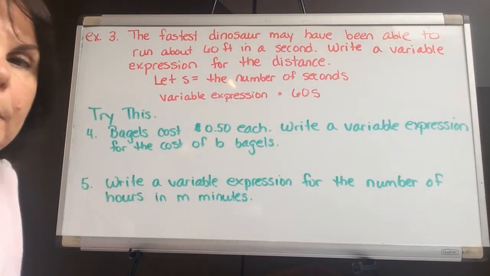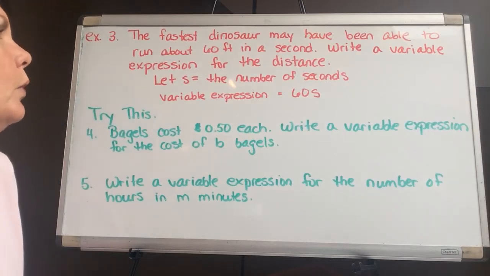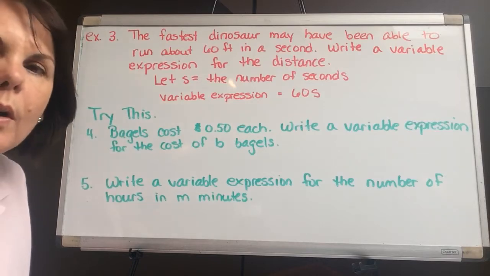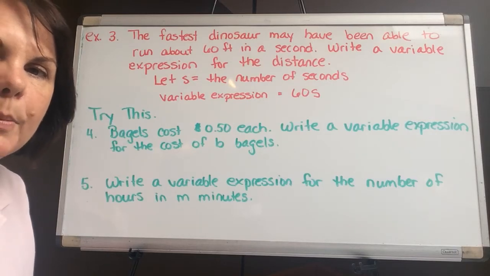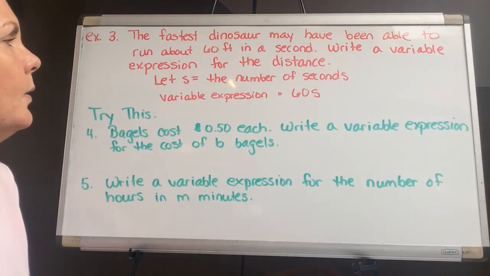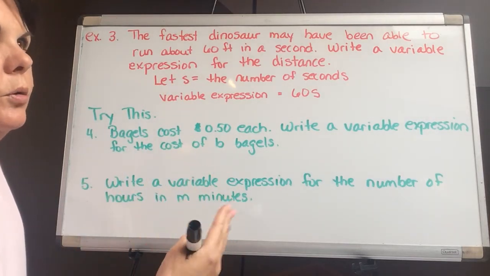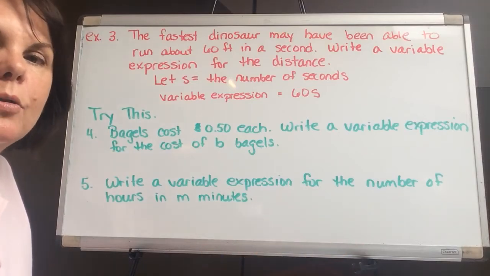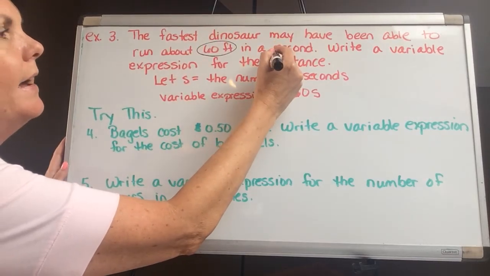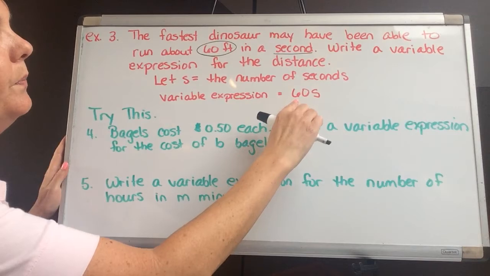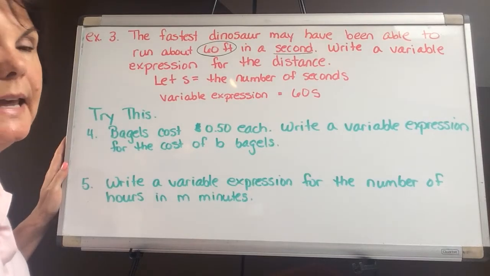Let's take a look at this example. The fastest dinosaur may have been able to run about 60 feet in a second. Write a variable expression for that distance. Okay, variable expression. Numbers, variables, and operations. All right, so if I think about this and let S represent the number of seconds, 1, 2, 10, 100, whatever it's going to stand for, well, it can run 60 feet for every second. So the variable expression is going to be 60 times the number of seconds, 60s.